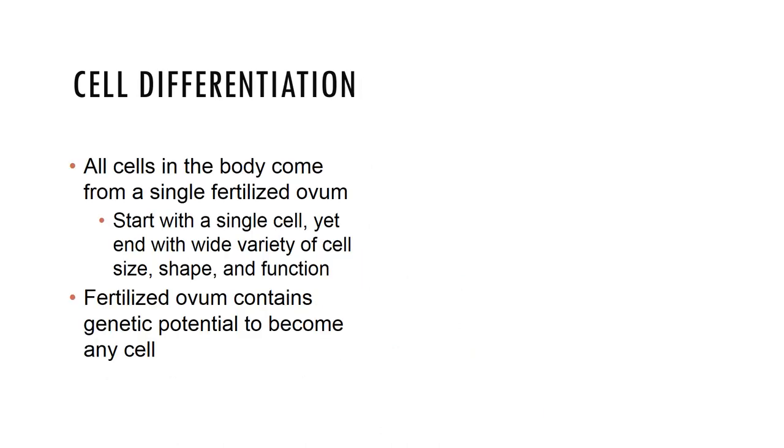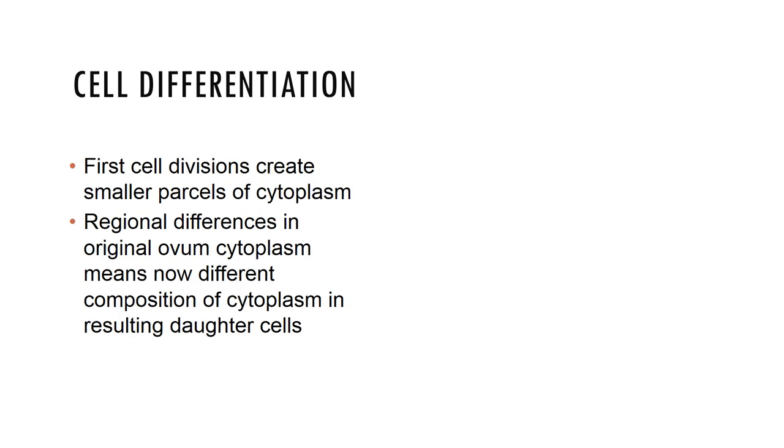Now, cell differentiation is when all cells in the body come from a single fertilized ovum. This ovum contains the genetic potential to become any cell in the body. As cellular division occurs, the cytoplasm of the cell is divided into smaller parcels, and these parcels differ from one another because of regional differences in the position of the cytoplasm at fertilization. So this ovum has the potential to become any cell in the body. And the first cell division, again, creates these smaller portions of the cytoplasm. Those differences in the cytoplasm might result in different daughter cells.